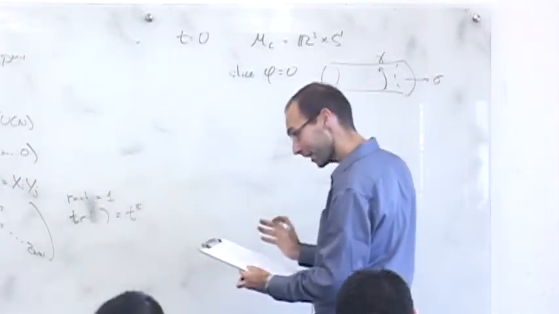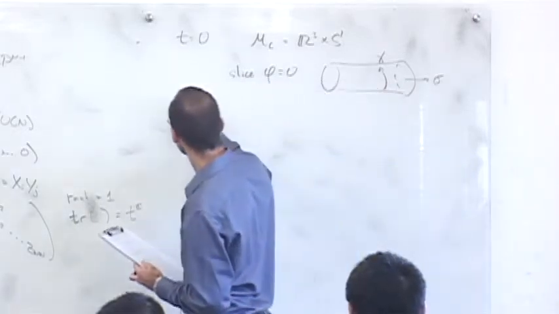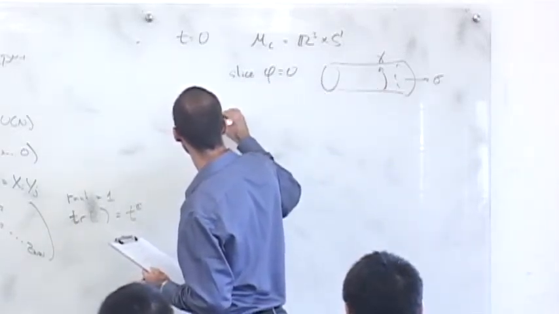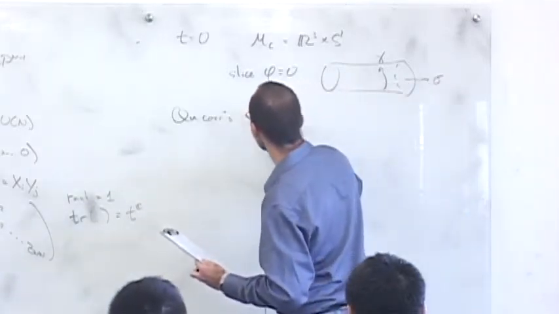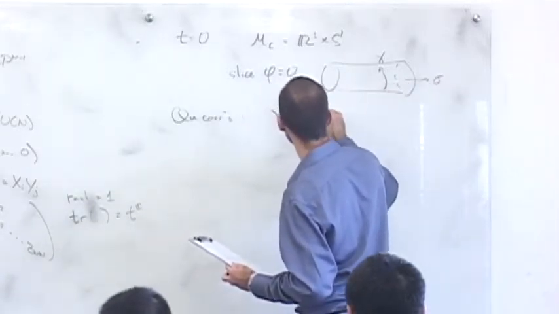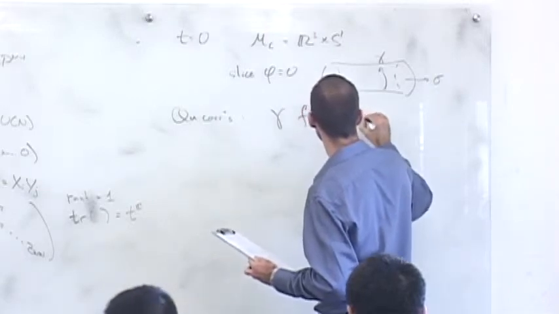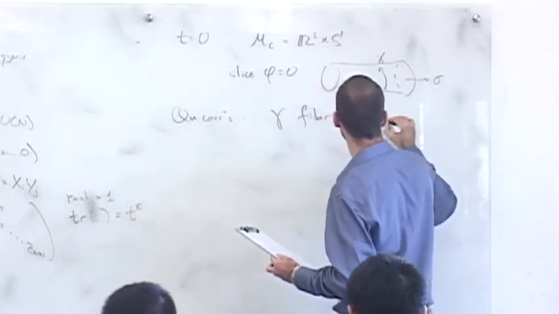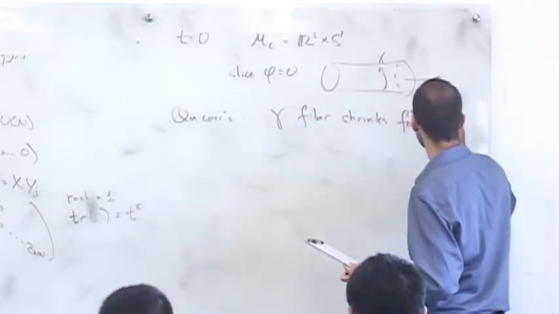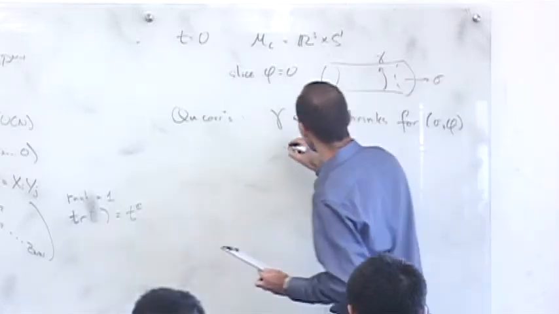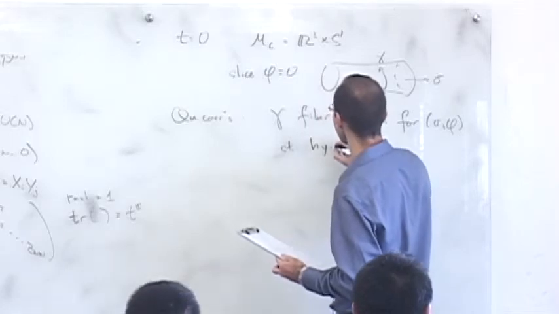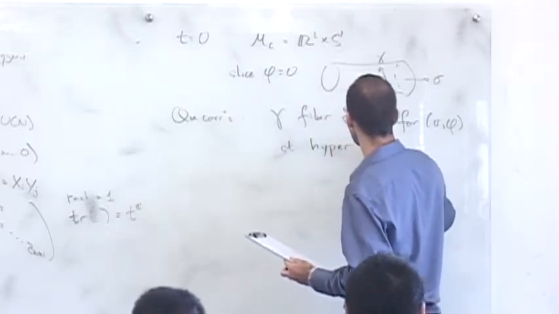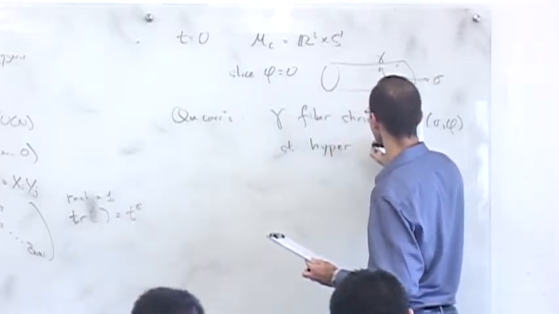Now, quantum corrections change the topology. In a very precise way in an abelian theory, the gamma fiber shrinks for values of sigma and phi such that the hypermultiplets, or some hypermultiplet, becomes massless.